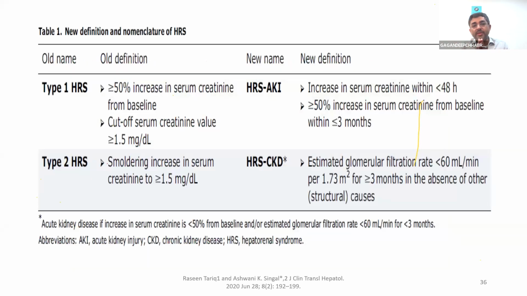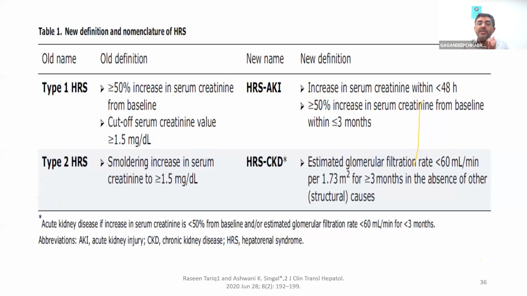So this is how we compare the old with the new. The old type 1 HRS and type 2 HRS has now been classified in a better way, which makes it easier for us to define and classify. It is now HRS with acute kidney injury and HRS with chronic kidney disease.